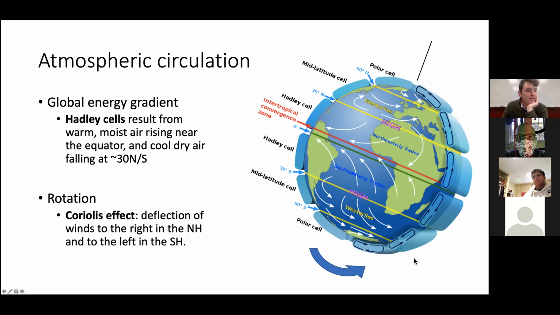I think based on how things went last time, I'm going to put together a little screencast on this Coriolis effect for you all, and I'll post that on Moodle here in the next day or two.